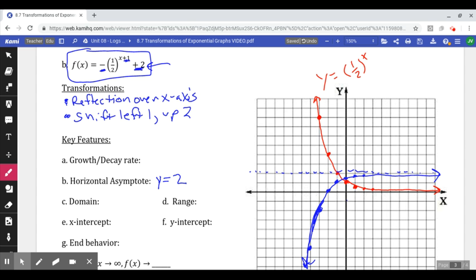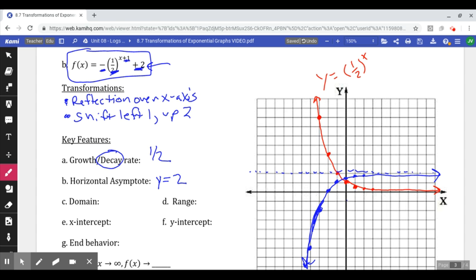Okay. Now we'll go to the key features on the left-hand side. This is definitely decay. The rate at which this is decaying is 1/2. So that's related right here to the base. What you want to do for that is look at the base. If the base is between 0 and 1, it's decay. And if the base is greater than 1, then it's going to be growth.